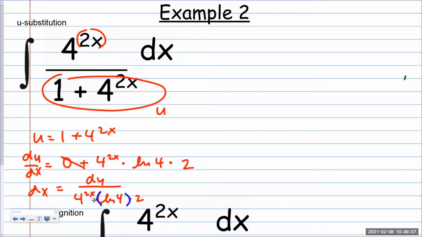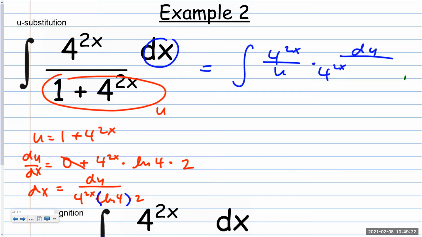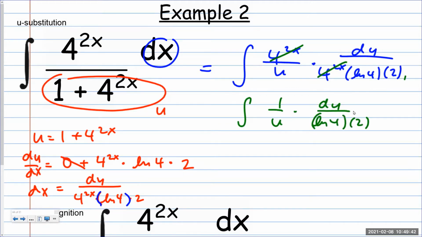All right, so what you're going to do is replace two things. We're going to replace my u, which I've circled, and my dx. So this is going to be 4 to the 2x over u times the dx here, which is du over 4 to the 2x times ln of 4 times 2. Do my x's cancel out? Those things with x in it, whatever it is, do they cancel out? Yeah, the 4 to the 2x cancels with the 4 to the 2x, okay? Write down what you have left. 1 over u times du over ln of 4 times 2. Okay, don't multiply the 4 and the 2. I know you want to, but the 4 belongs to the ln family.